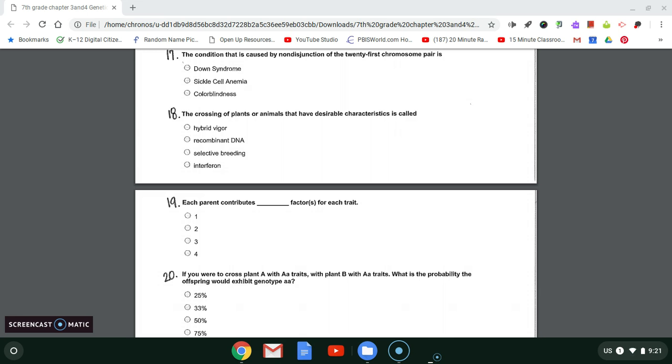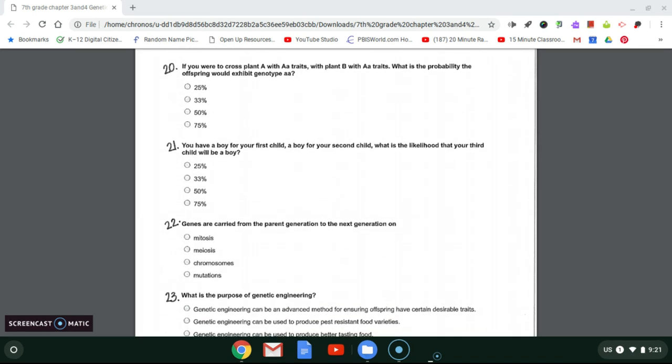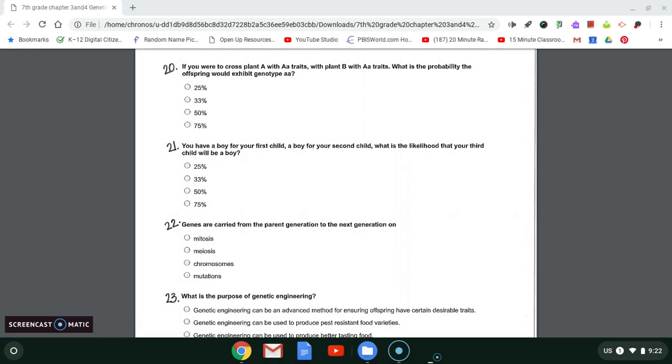Number 19. Each parent contributes how many factors to each trait? 1, 2, 3, or 4? Number 20. If you were to cross plant A with capital A, lowercase a traits with plant B with capital A, lowercase a traits, what is the probability the offspring would exhibit genotype lowercase a? 25%, 33%, 50%, or 75%. So for this one, you might want to make a Punnett square.